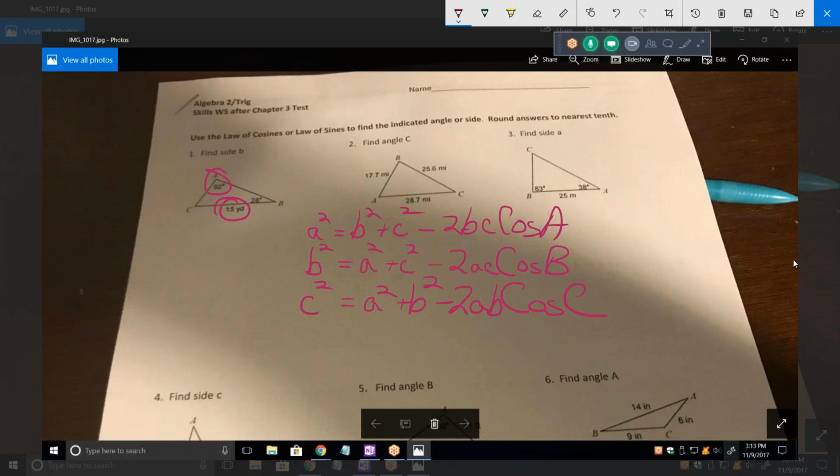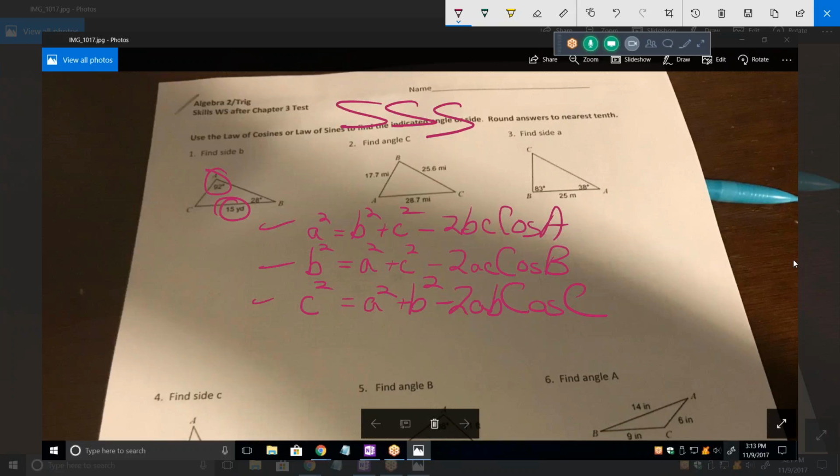And especially when you have side, side, side, which is what we have in number 2. In other words, the very first thing I need to do is solve for an angle. So I could use that. I know what A, B, and C are. The only thing I don't know is angle A. So I could use number 1 to solve for angle A, or number 2 to solve for angle B, or number 3 to solve for angle C.